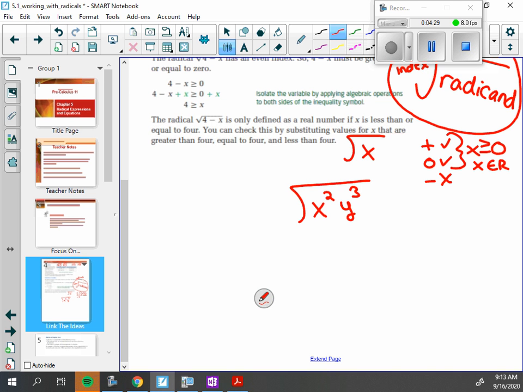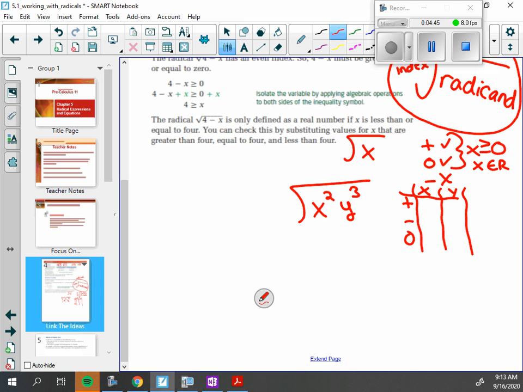Okay? I look at this, and I've got 2 variables here. So I'm going to have to check plus, minus, and 0 for my x's and for my y's. You don't have to write this down. We will practice this, but if you wanted to, you can. So let's take a look at my x's.